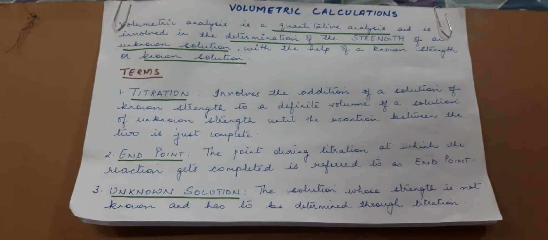Today we'll start with the next part of the lesson, that is volumetric calculations. Now, the equivalent weight of acids, bases, salts are generally determined by volumetric analysis. Now, when we say analysis, it can be of two types. We have qualitative analysis, we have quantitative analysis.